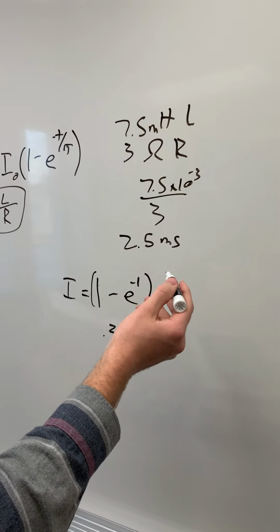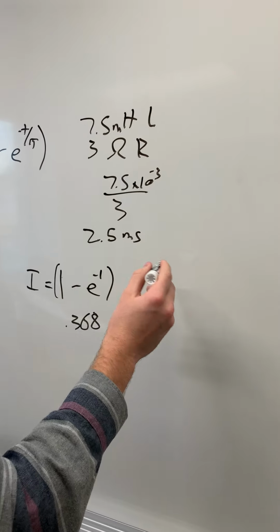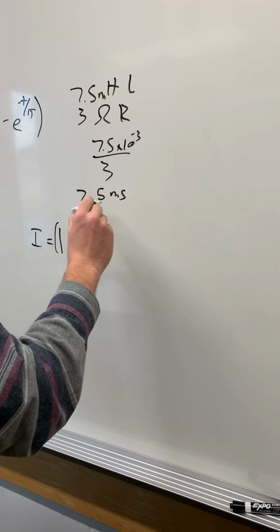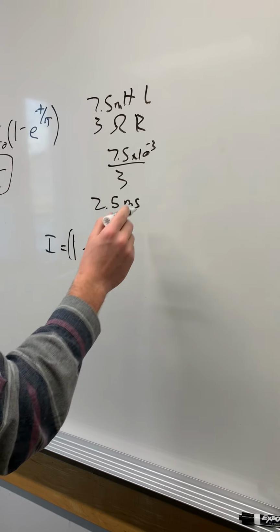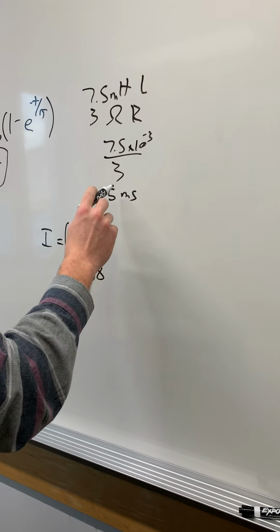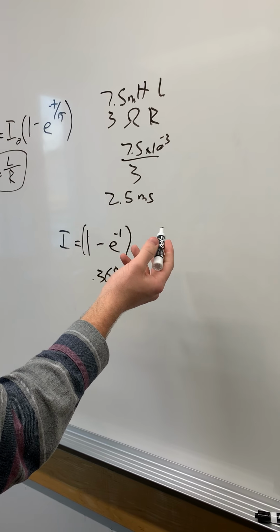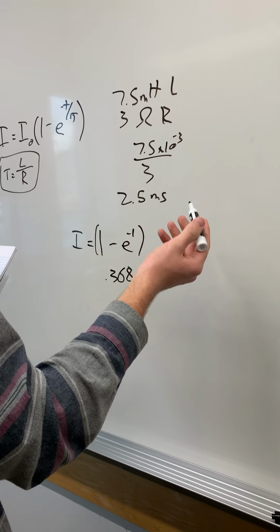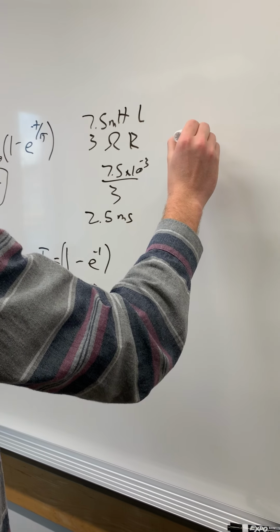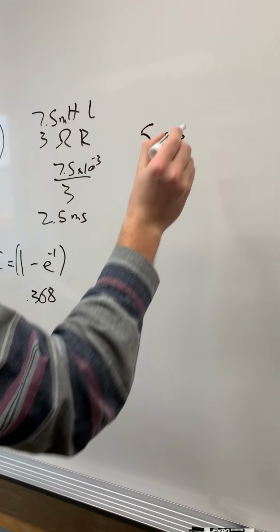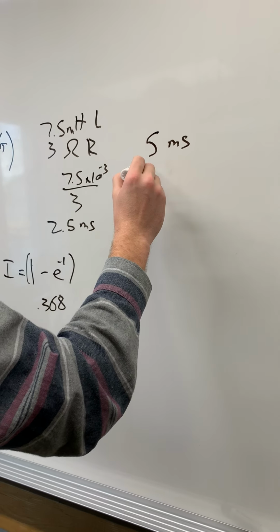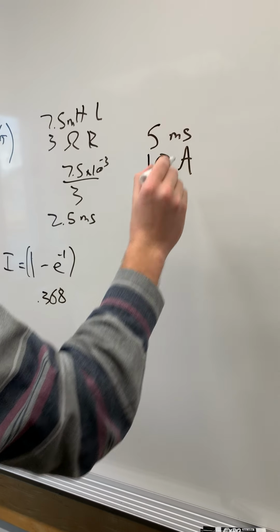So if we go back and plug this into that equation, we know that after 2.5 milliseconds, this is what is remaining. Moving on to the next part of the question, we want to find the current after 5 milliseconds, after the switch is moved to disconnect from the battery, if the current being used is 10 amps.